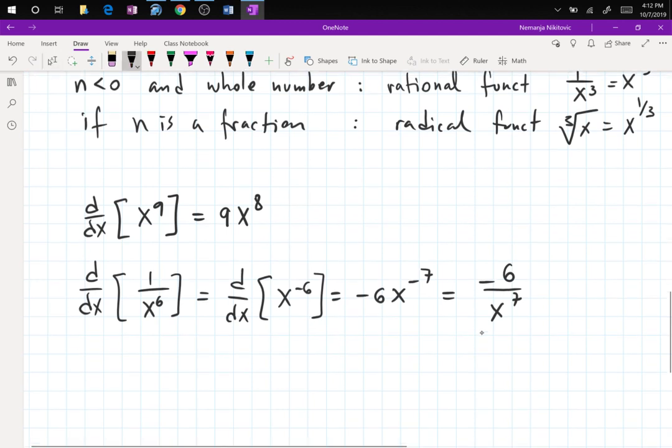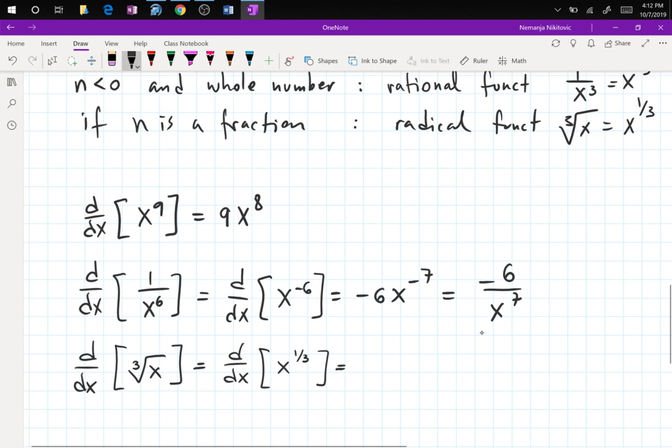And let's do the cube root, the one that I mentioned earlier. So the derivative of the cube root of x is going to be the same as the derivative of x to the 1/3. Use the formula, so 1/3 drops down. X to the 1/3 minus 1 is negative 2/3, which is 1 over 3 x to the 2/3. And we leave it there.